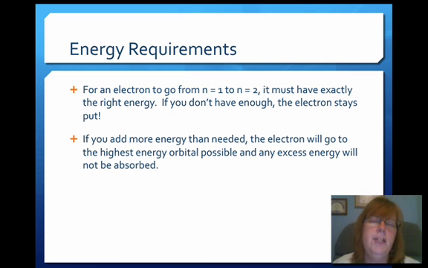Now, what about the energy requirements to make these orbit jumps? Well, for an electron to go from, say, n equals 1 to n equals 2, it must have exactly the right amount of energy. If you don't have enough energy, nothing's going to happen and the electron's going to stay put. If you add more energy than is needed, you'll still go to that next higher energy orbit, but any additional energy, if it isn't enough to promote that electron to the next higher orbit, is just not going to be absorbed by the electron at all.